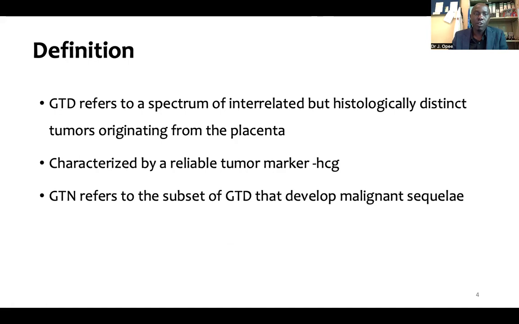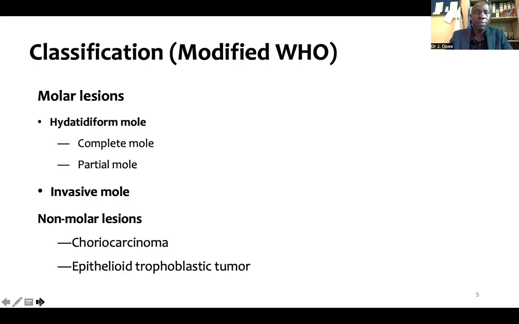There is what we call gestational trophoblastic neoplasia. And this is a subset of gestational trophoblastic disease that develops malignant sequelae. So the malignant form that develops from gestational trophoblastic disease is called gestational trophoblastic neoplasia. And we will see how to do risk scoring for patients who are likely to develop gestational trophoblastic neoplasia. But let's just go in that order of classification as well.